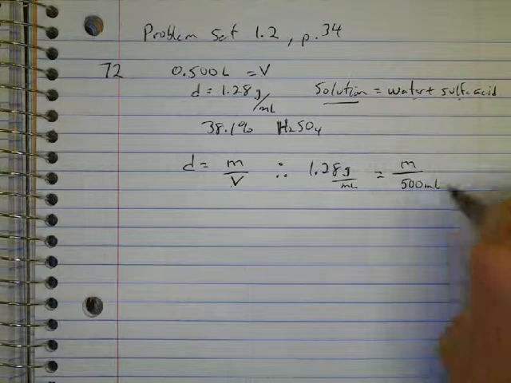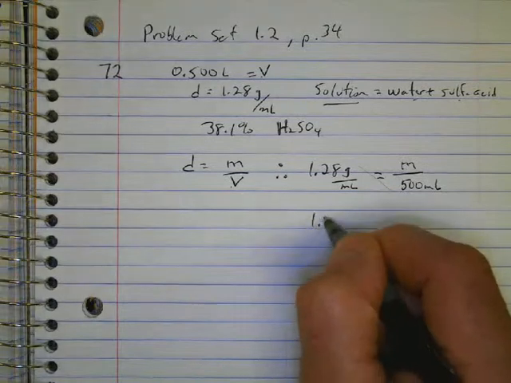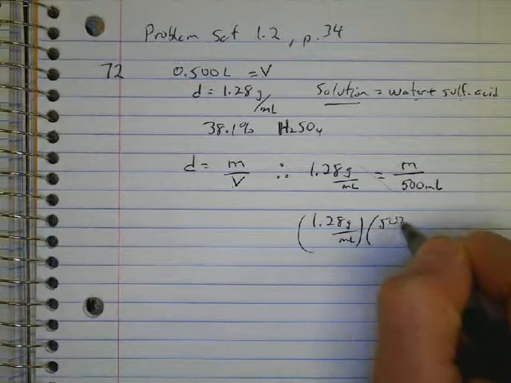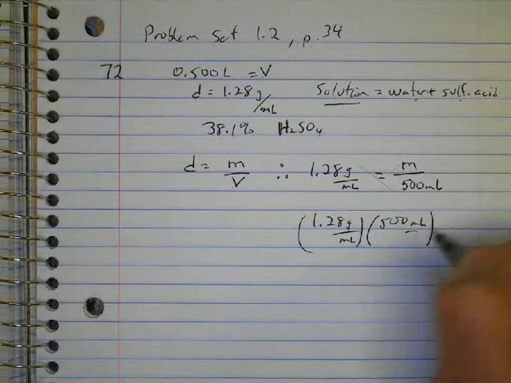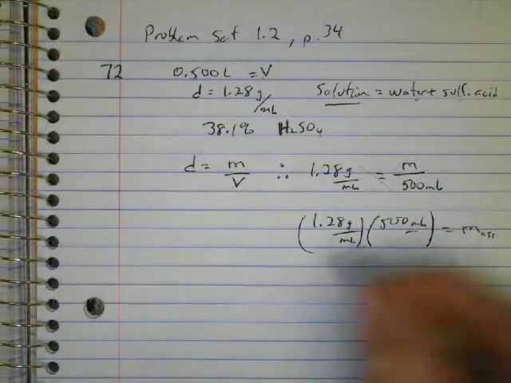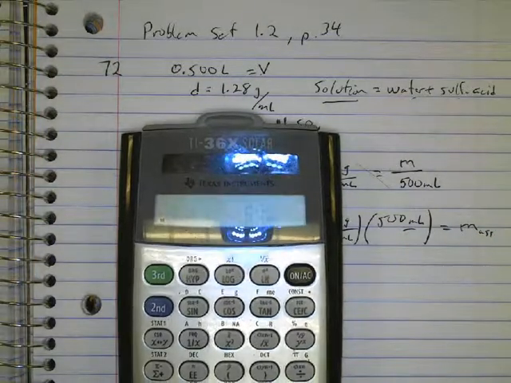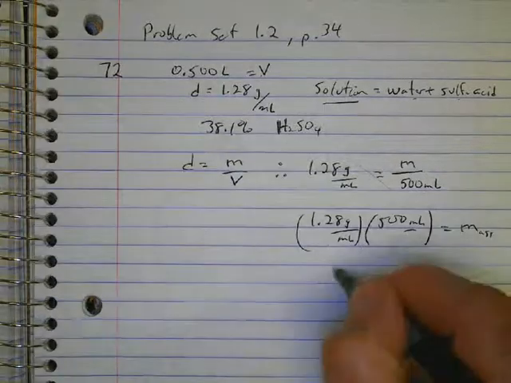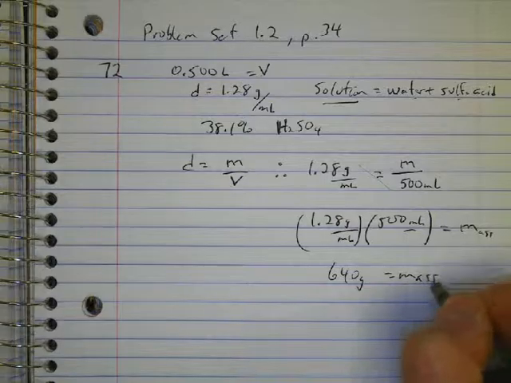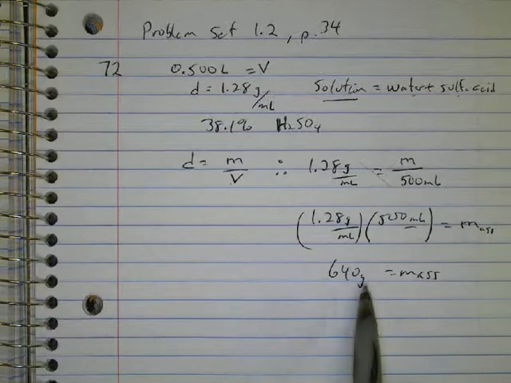Okay? In order to solve a problem like this, we cross multiply and we solve. So we have 1.28 grams per milliliter times 500 milliliters equals the mass that we're trying to solve for. Okay? So 1.28 times 500, 640. 640 grams is the mass. Yay, I'm done. No, you're not done. This is 640 grams of solution.